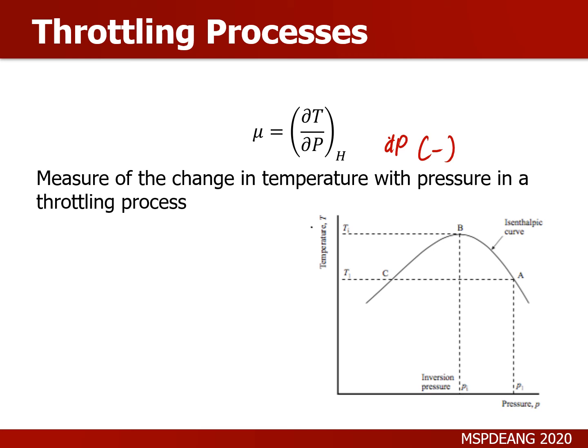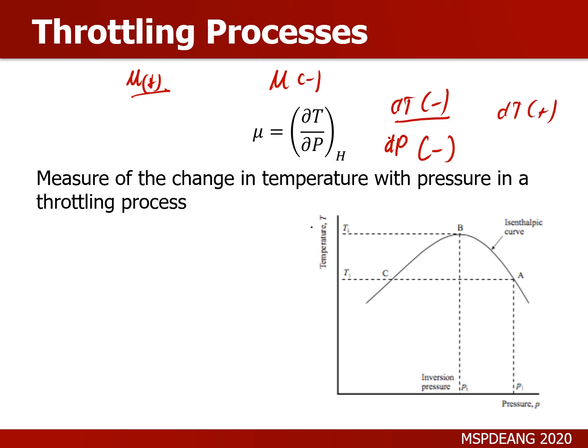Kasi lagi tayong nagde-decrease ng pressure. So pag ganito, if the Joule-Thomson coefficient now is positive, okay, this means dT is negative. So if the Joule-Thomson coefficient is positive, therefore the change in temperature is negative. If the Joule-Thomson coefficient is negative, this means the change in temperature is positive.